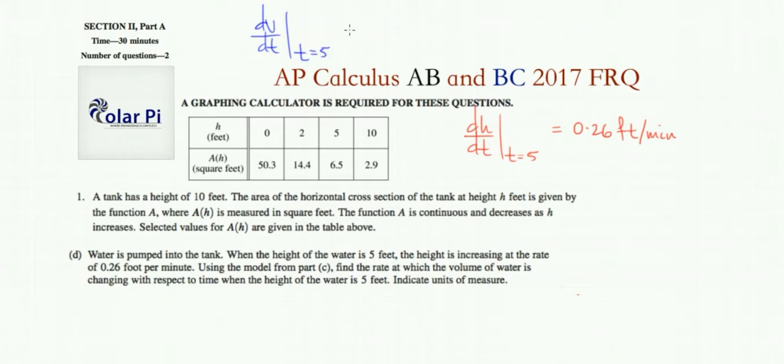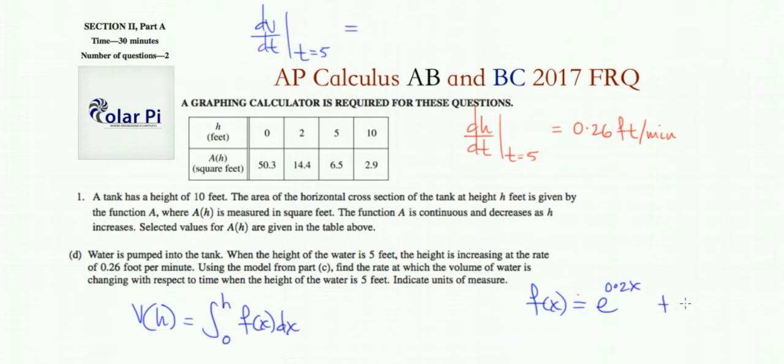Now, since they suggest that we use the model in part C, we know that V of H, the volume as a function of H, from the model in part C, can be found by writing the integral from 0 to H of f of x dx, where f of x is equal to the model they gave us in part C, which is e to the 0.2x plus x, right?